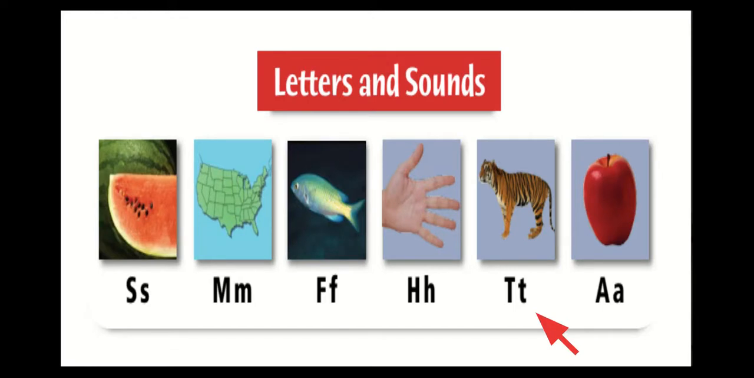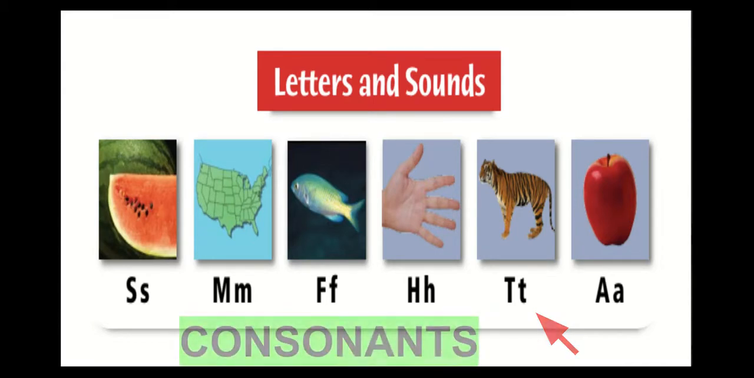Now these five letters, S, M, F, H, and T, are called consonants. Repeat after me. Consonants. Consonants. S, M, F, H, T. Consonants. That's good. Now the last letter we have on here is not a consonant.